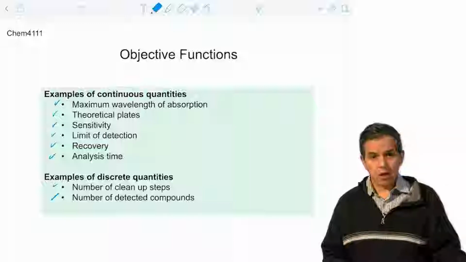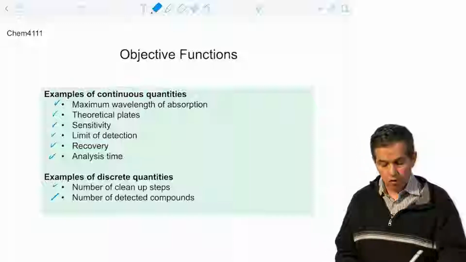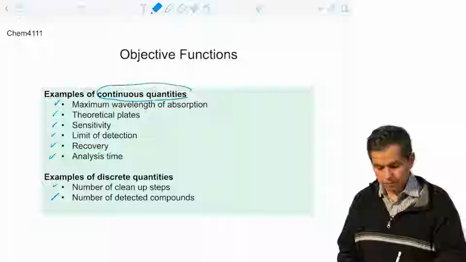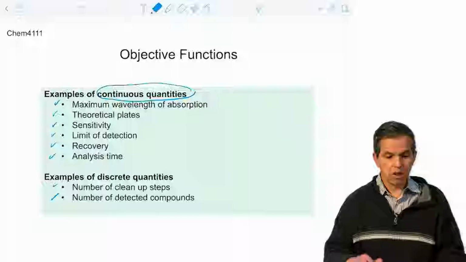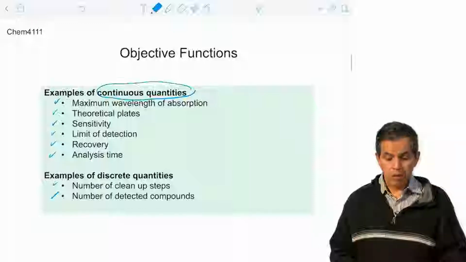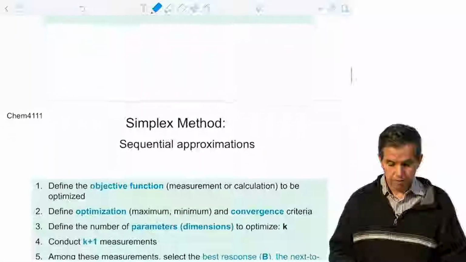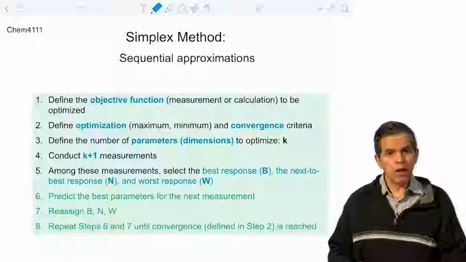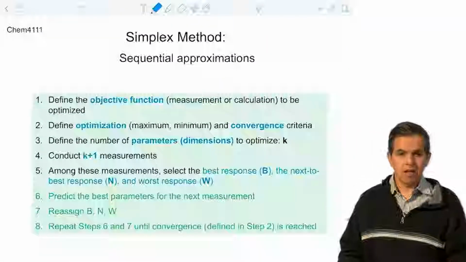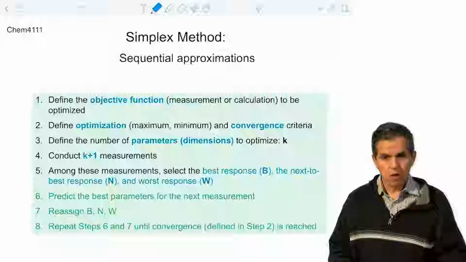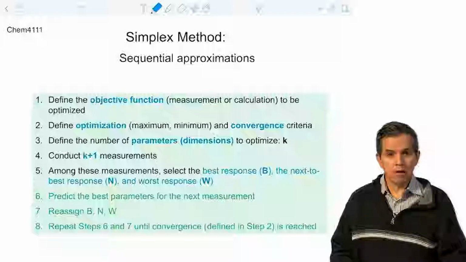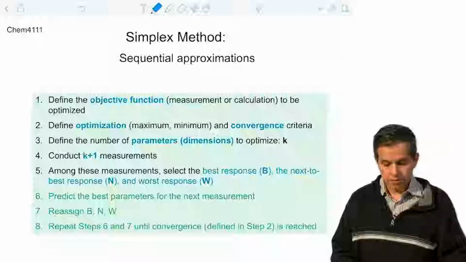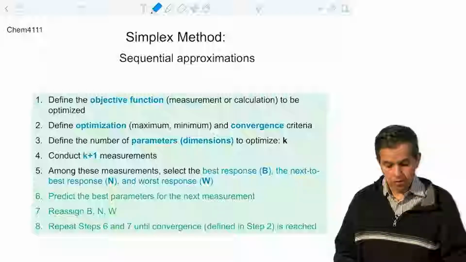In this particular mini lecture, we are going to talk about continuous quantities. And for that, the simplex method is an ideal method to conduct this type of measurements. So let's talk a little bit about what the simplex method is all about. The simplex method is a method that is based on sequential approximations. What that means is that we are going to try to guess in a logical manner what are the best conditions to complete a given measurement or to find the optimal conditions.